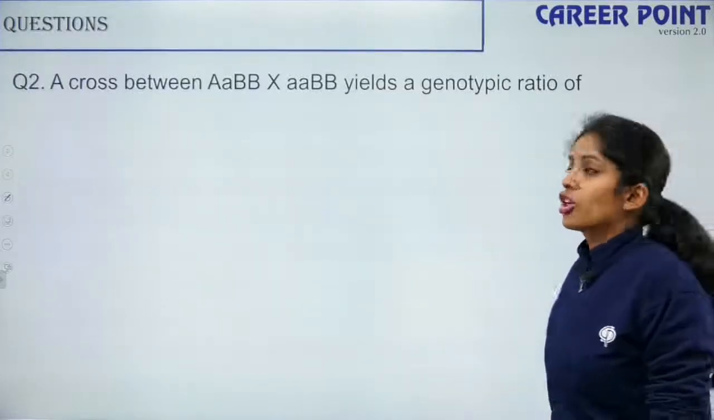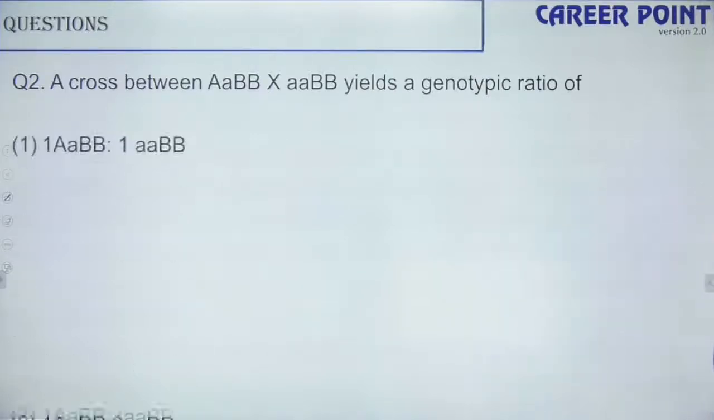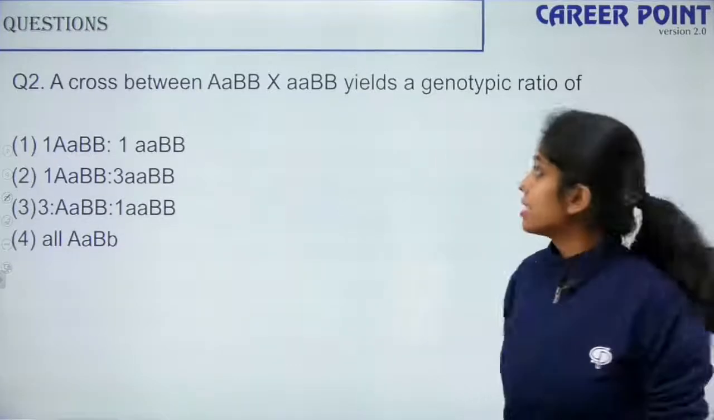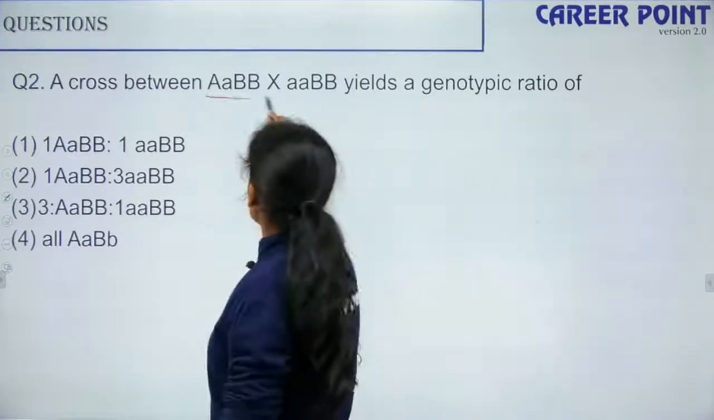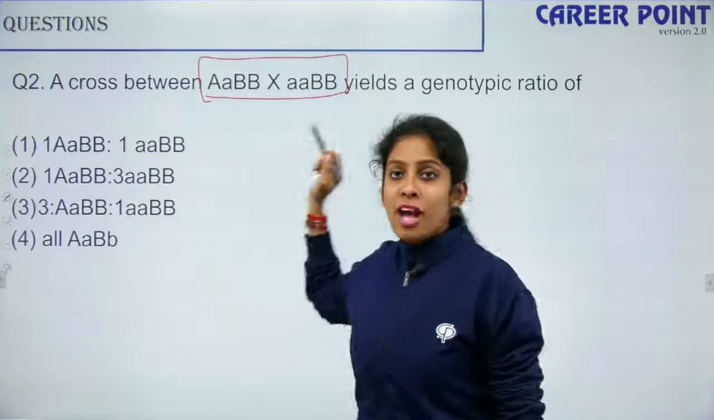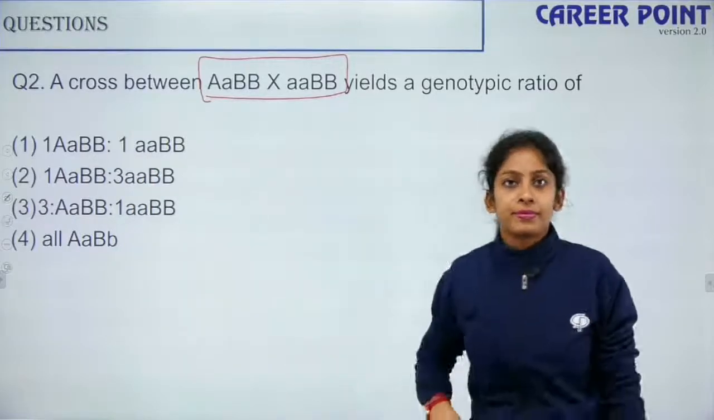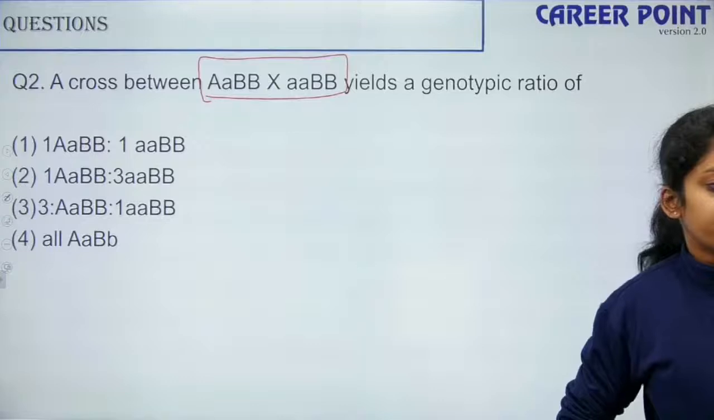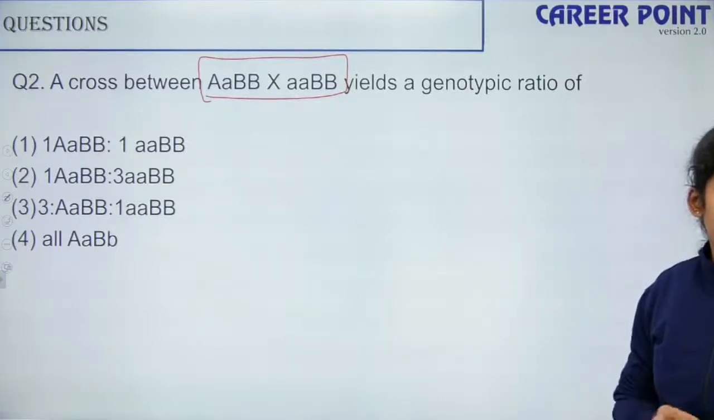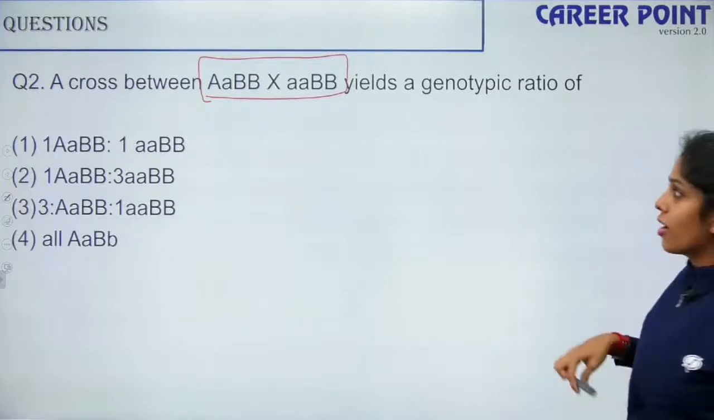So question 2, a cross between the ones that is shown here yields a genotypic ratio of which of the following? Take your time, but give me the answer. I have given you the parents here. So a cross between these will give you some offsprings, right? So match those offsprings with the given options and give me the answer quick. What will be the answer? Question 2, option 1. Okay, so how did you solve?